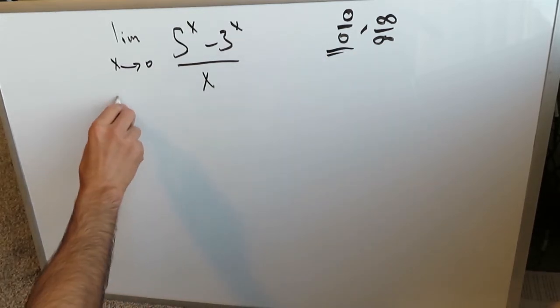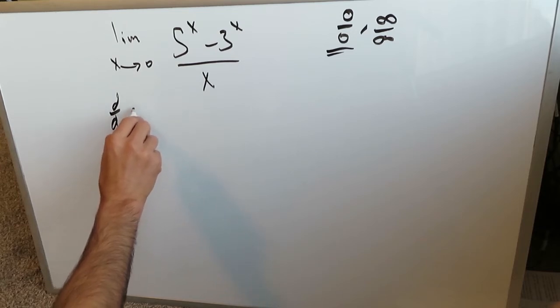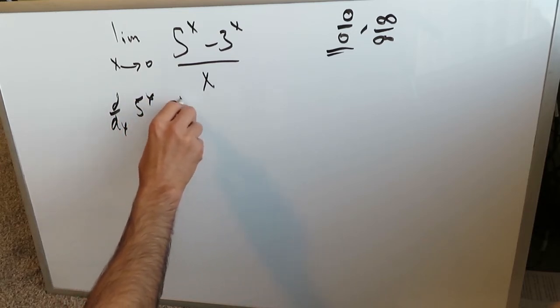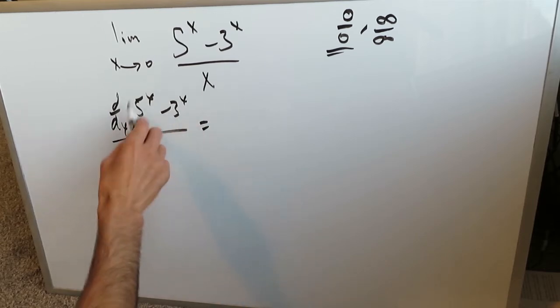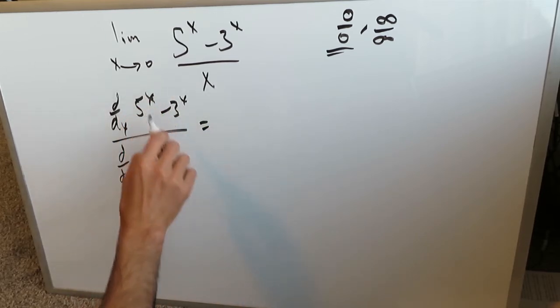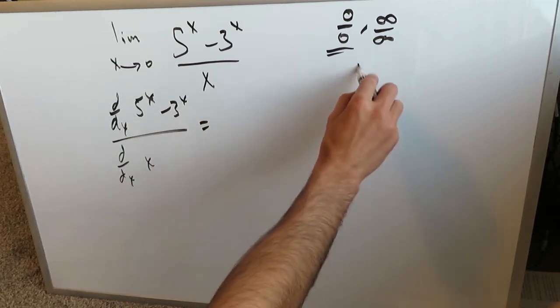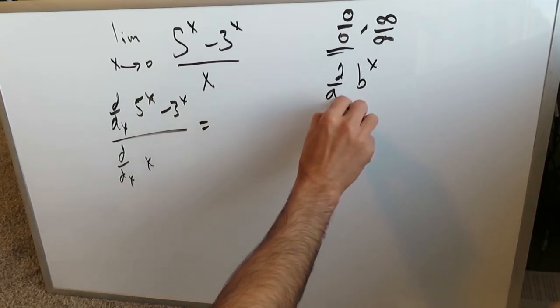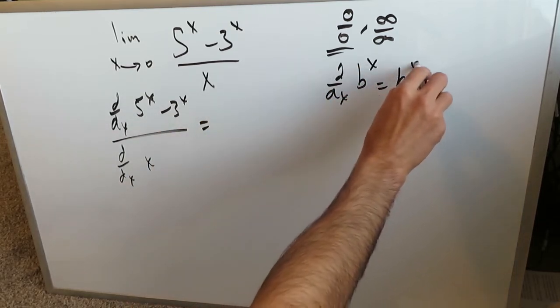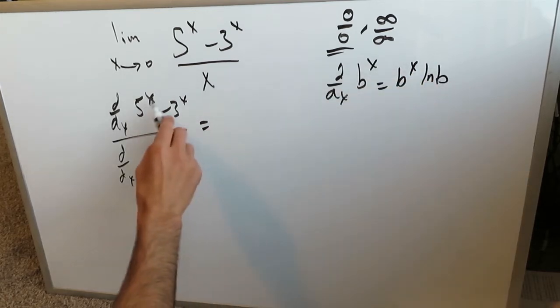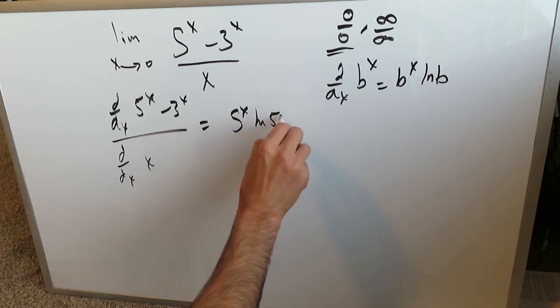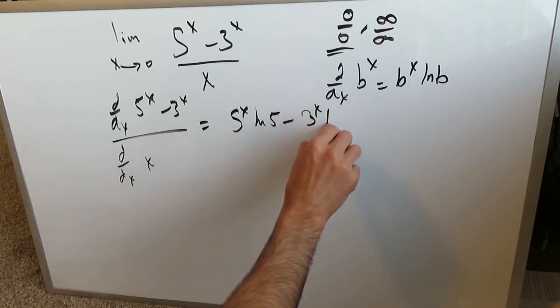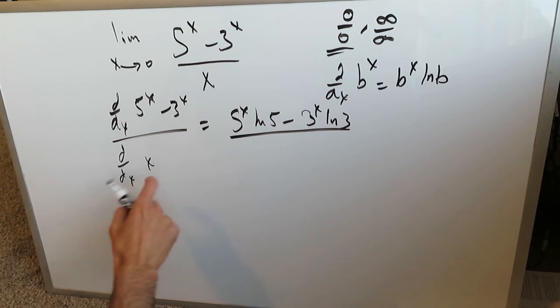Then you can just do the derivatives over here and see how everything plays out in terms of your expression. When you do the derivative of a power function, remember the derivative of b to the x, anything which looks like b to the x, is b to the x natural log b. So this will become here on the top 5 to the x natural log 5 minus 3 to the x natural log of 3, divided by the derivative of this, which is just a 1, right?